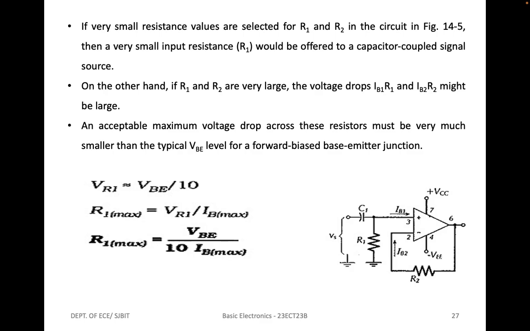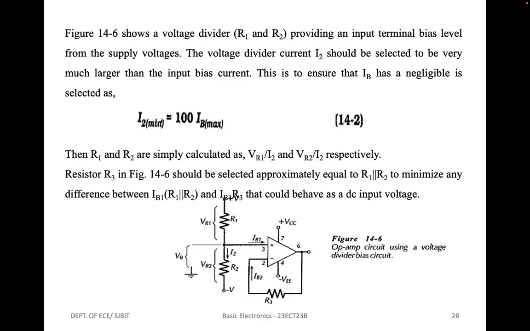This figure shows a voltage divider R1 and R2 providing an input terminal bias voltage derived from the supply voltages. The voltage divider current I2 should be very much larger than the input bias current. This is to ensure that IB has a negligible effect upon the bias voltage. Usually the minimum I2 is selected, I2 minimum equal to 100 times IB max. Then R1 and R2 are simply calculated as VR1 by I2 and VR2 by I2 respectively. Resistor R3 in this figure should be approximately equal to R1 parallel R2 to minimize any difference between IB1 into R1 parallel R2 and IB2 R3 that could act as a DC input voltage.